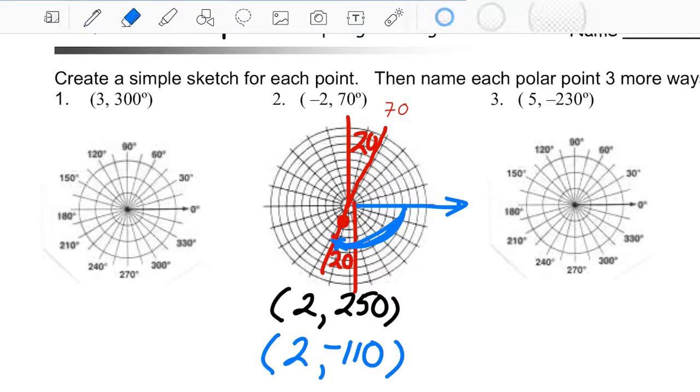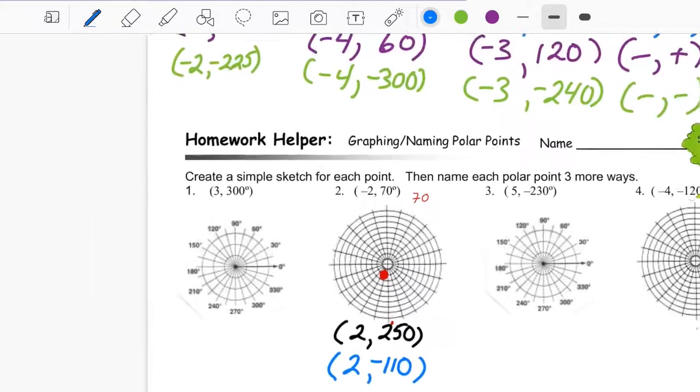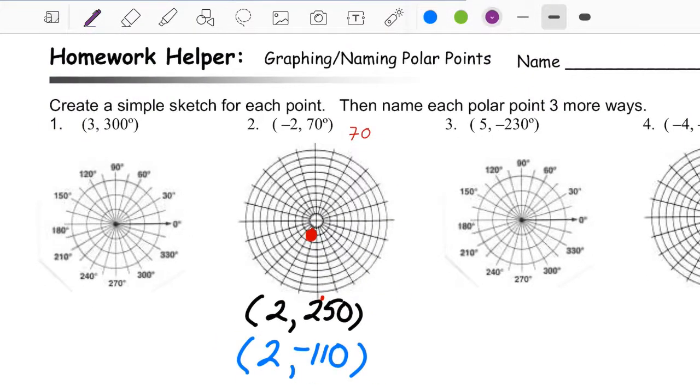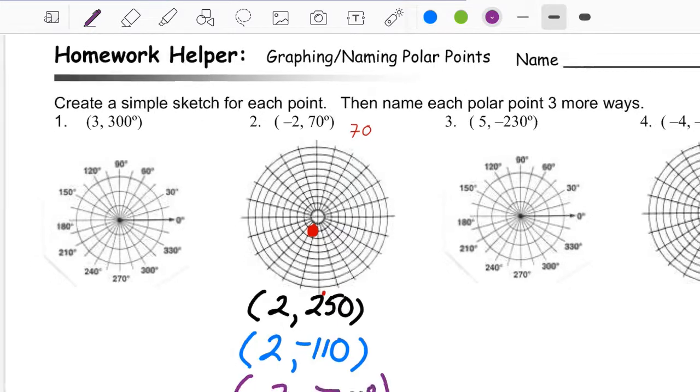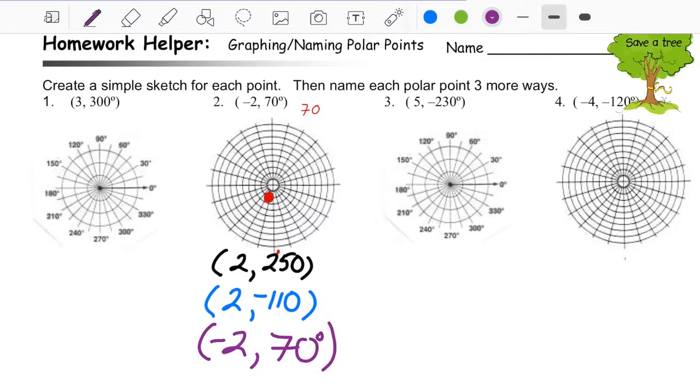Now there's 2 more ways to describe that point, which are going to use, of course, some different angles. Let's use the one that has a negative 2, 70. That was what was given to us, so we can just fill that in. Remember, that was the one where I rotated to 70 degrees and then just went to the opposite side. But the other one is the one where I'm going to rotate to the opposite side again, but I'm going to rotate backwards to the opposite side.